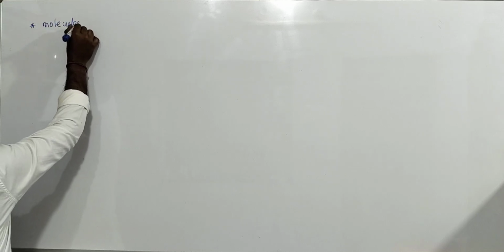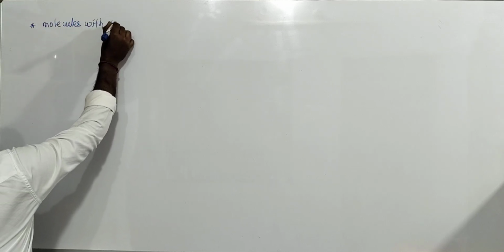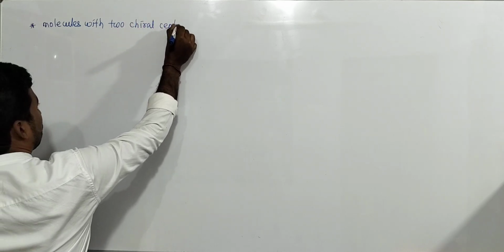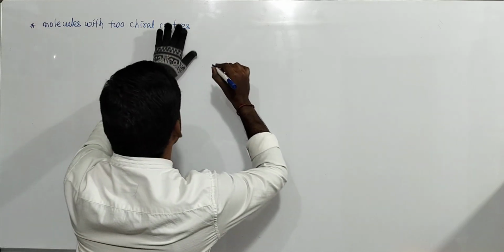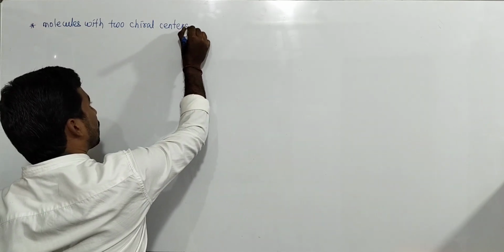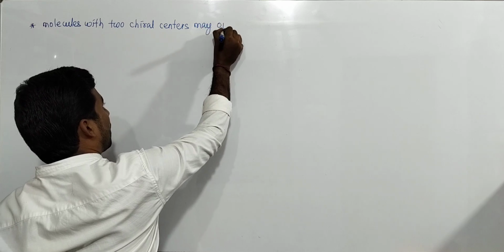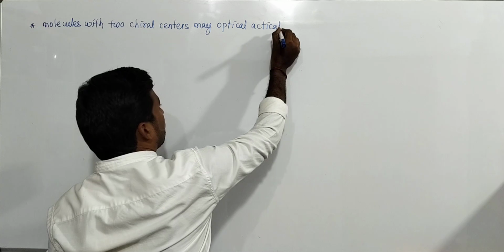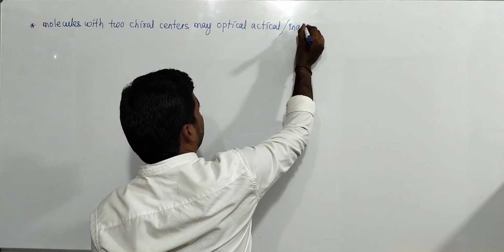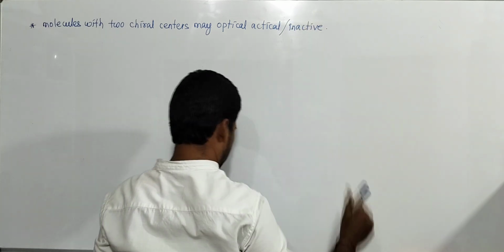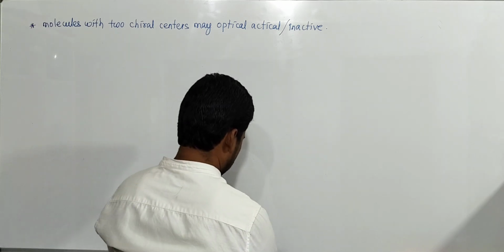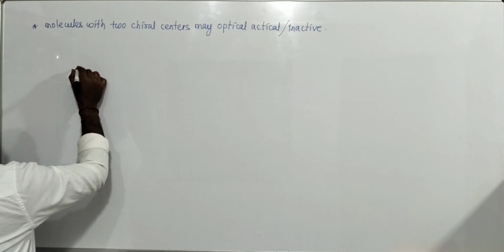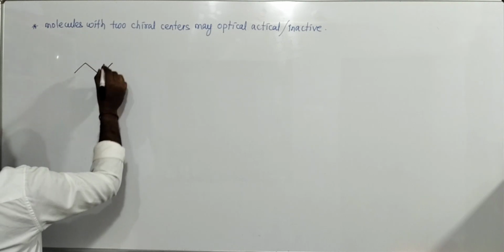A molecule with two chiral centers may be optically active or optically inactive. Example, take this one.